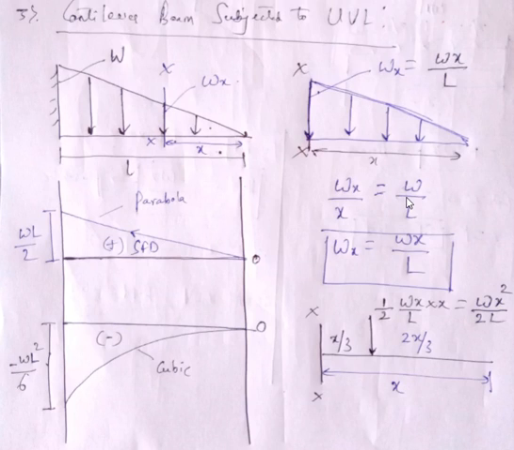Okay. The next standard case which we are going to study is cantilever beam subjected to uniformly varying load. We have studied cantilever beam subjected to point load, cantilever beam subjected to uniformly distributed load, and cantilever beam subjected to uniformly varying load. We are going to study it now.